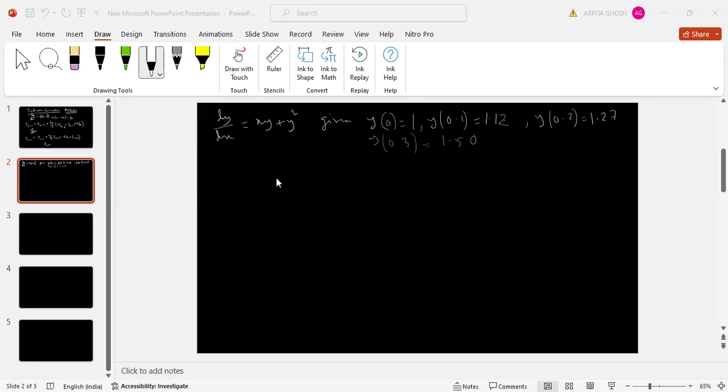Here we have to find, say, y4. In this particular problem, we have to find y at 0.4. So the question is, earlier, what have we done? In the last two classes, we have solved ODE. Solution of ODE using which method?